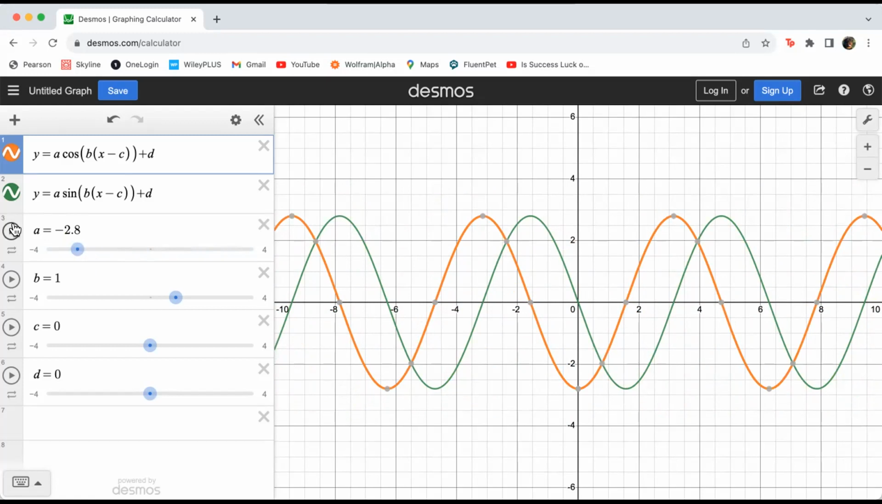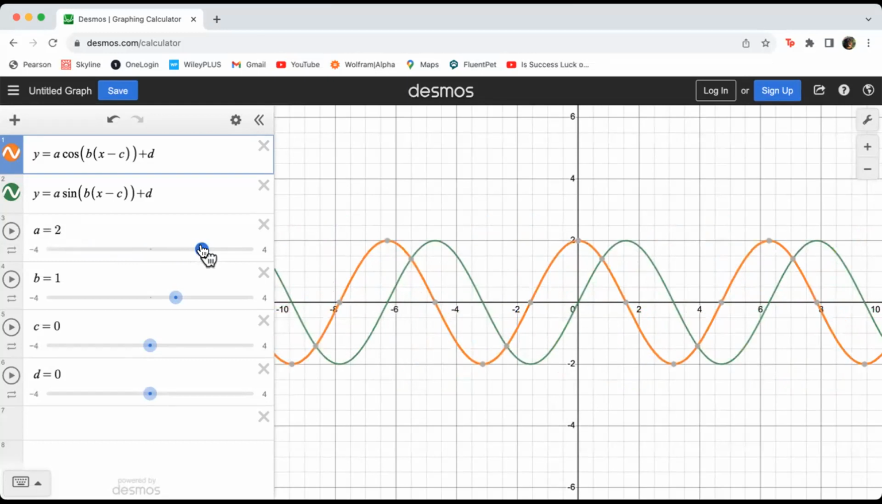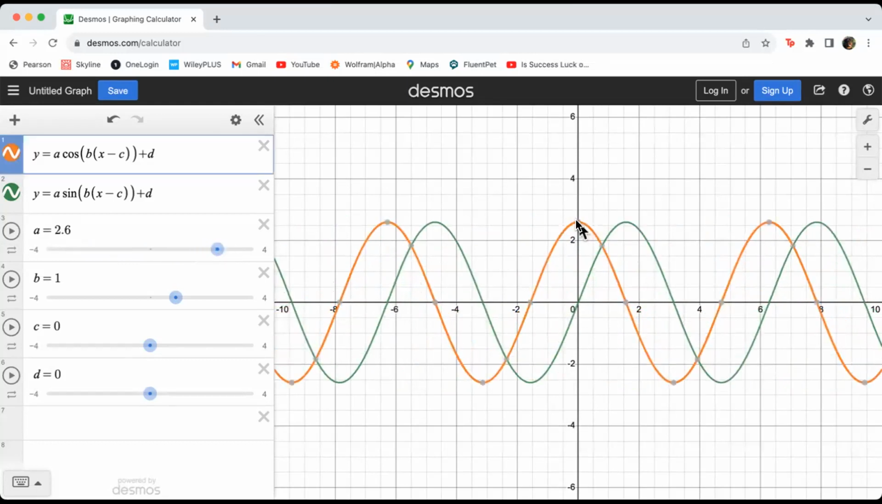When A goes negative, it looks like the graph gets flipped over. When A becomes negative, it looks like the cosine is starting at the bottom. Let's look at the sign. Now, when A is positive, cosine starts at the top, sine starts at the middle going up. See the middle going up.